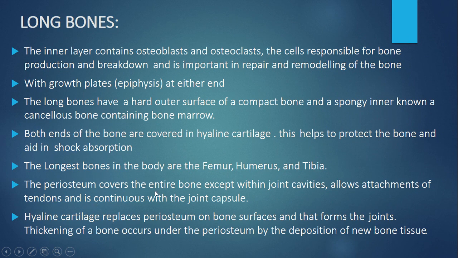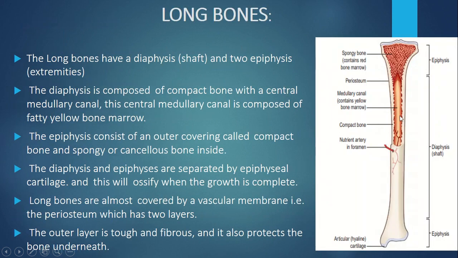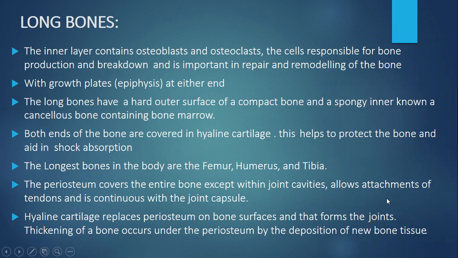So the periosteum covers the entire bone except within the joint cavities, allows the attachment of the tendons, and is continuous with the joint capsule. The periosteum, the outer layer, will not cover the places where the joint cavities are, because both the bones have to be joined and form a cavity. Only at the place where the bone is going to form a joint, the periosteum won't cover. And it is continuous with the joint capsule.